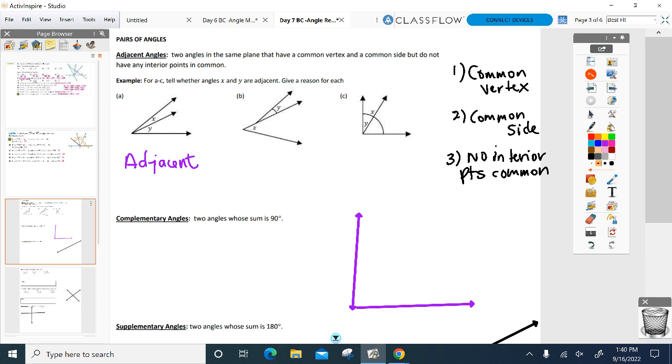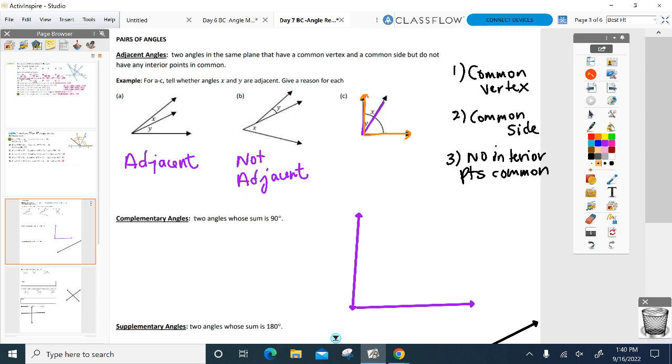What about B? Common vertex? No. Okay, stop the discussion then. I don't care if it has the other two. No common vertex, not adjacent. All right, C, just so we're clear before we say yes or no. Angle Y, everybody, is this one right here. All good? Angle X is referring to the entire angle here. All good? Everyone see angle Y, this one, angle X, the full one.